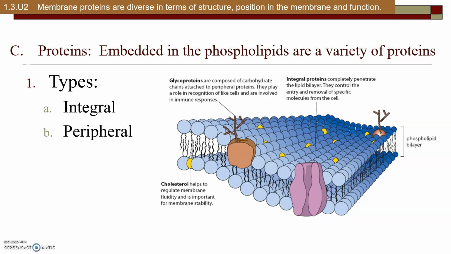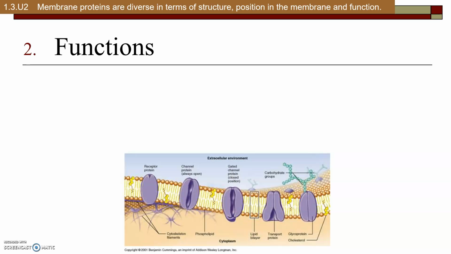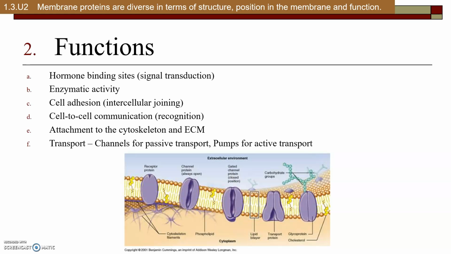Peripheral proteins are proteins like the brown one that does not penetrate the entire way through the cell layers. Sometimes they're to the inside, sometimes they're to the outside of the membrane, and you'll see that they have a different type of function than transport. In fact, there are 6 different types of proteins that can be found embedded in the plasma membrane, and so they serve 6 different functions.